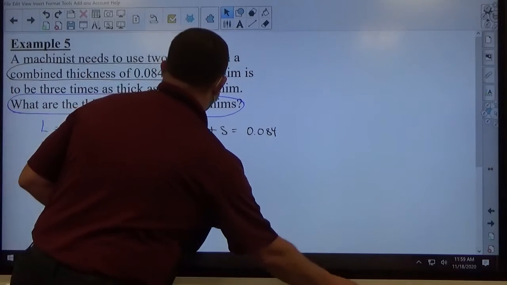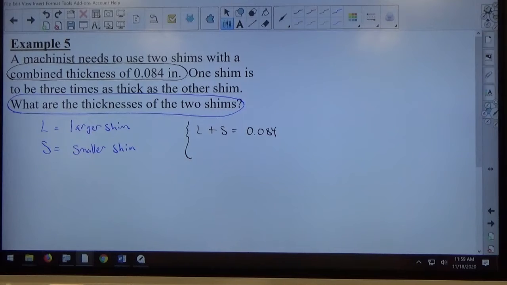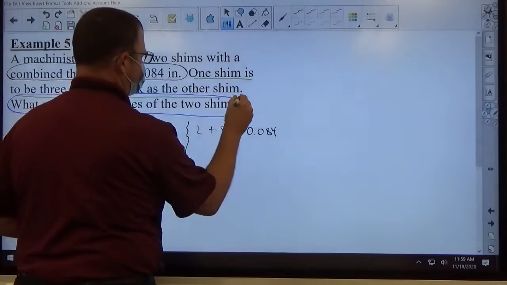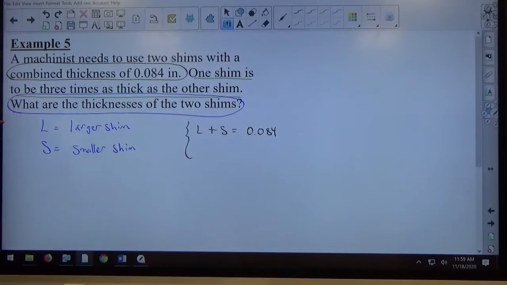The other equation, it says one shim is to be 3 times as thick as the other shim. Okay, and because I used L for larger, S for smaller, I got to multiply one of these things times 3 to make the other thing. That's what it says. One is 3 times thicker than the other. Does it make sense to do 3 times the larger to make the smaller, or 3 times the smaller to make the larger? 3 times a small number makes a bigger number, or 3 times a big number makes a smaller number? What makes more sense? 3 times smaller, right?